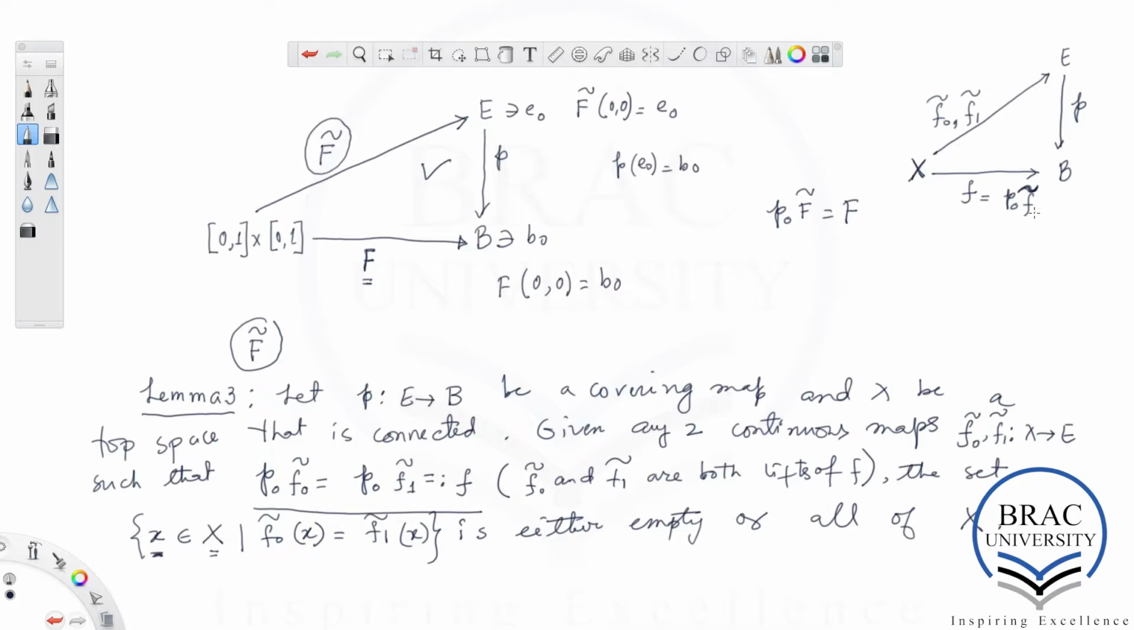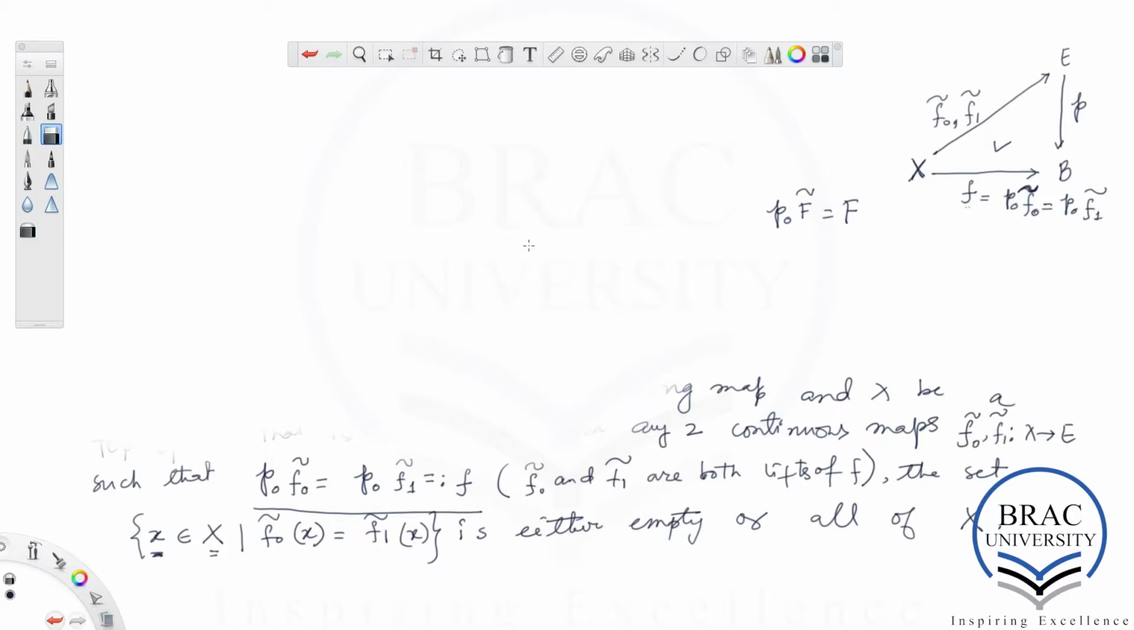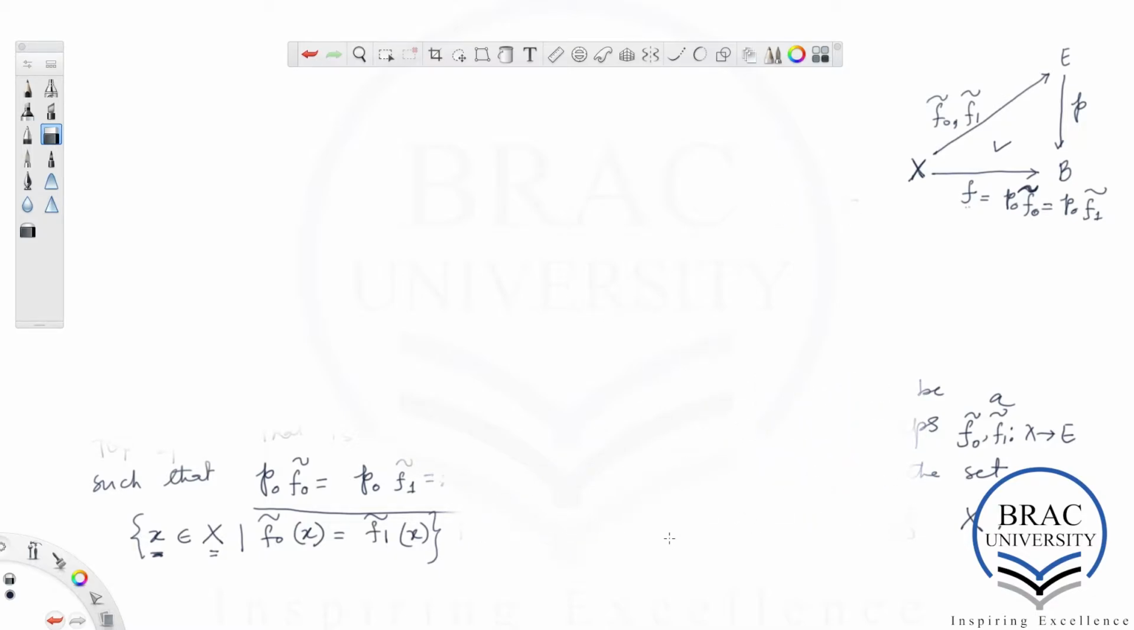So it implies that P composed with F0 tilde, it implies that F0 tilde is a lift of F, and F is also equal to P composed with F1 tilde. And it says that F1 tilde is a lift of F as well. And this theorem tells us that these two lifts are essentially the same. Good. So let me erase everything except for the diagram on the right.